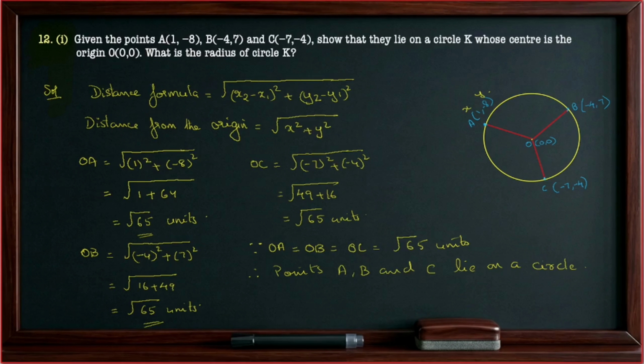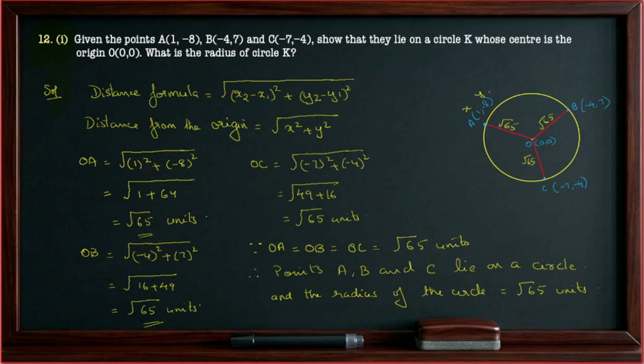So they have asked us to show that they lie on a circle whose center is the origin O (0, 0). What is the radius of the circle? So here the radius is also root 65, because radius means what? From this center to this point. This is the radius, right? So here we got this is root 65, this is root 65, and this is also root 65. So we can write, the radius of the circle is equal to root 65 units. I hope you understood the first part of this question.